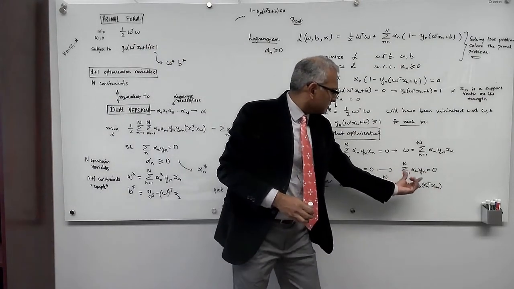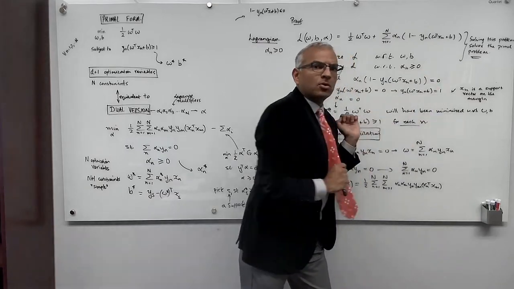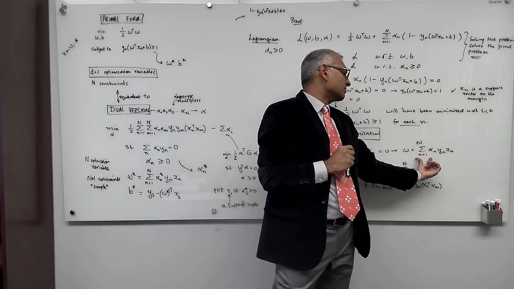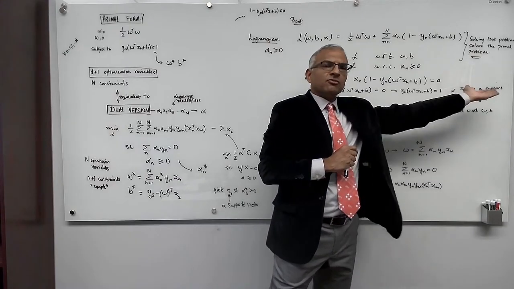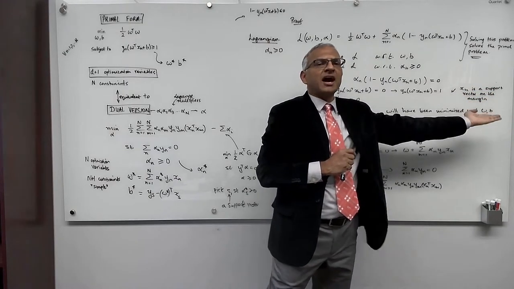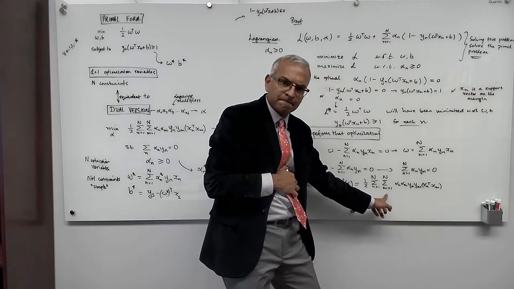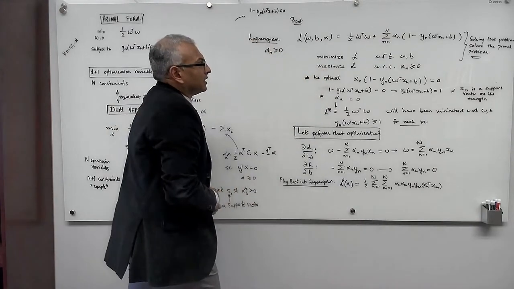Okay, so this is this guy transpose times itself. But you have to remember that this is a sum. So when you multiply it by itself, you have to use a different summation index for the other term. And so that's why I have two summation indexes, n and m.